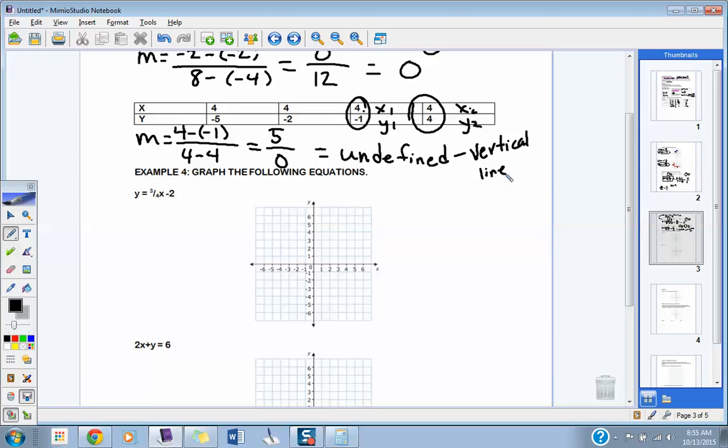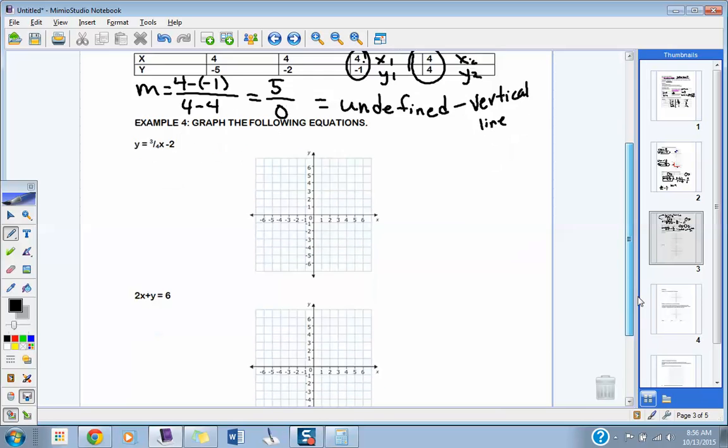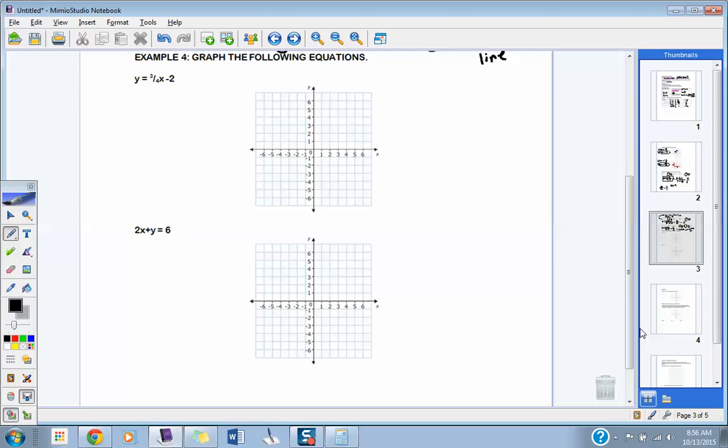Guys, make sense of this? Give me some sign you're alive right now. Make sense? Okay. Alright, example 4 here. Looking at graphing equations. So this is pretty easy. Question? No. Okay.